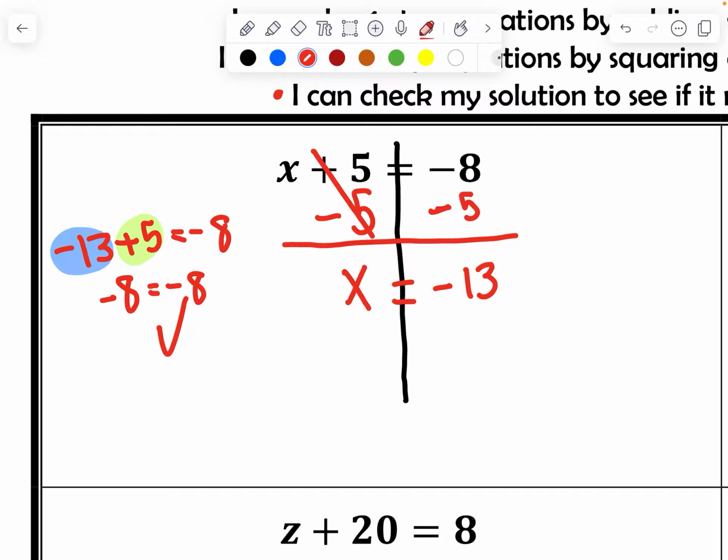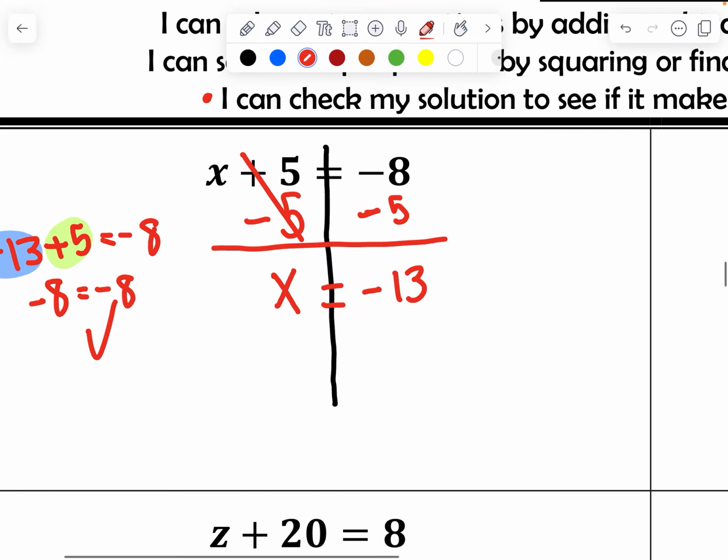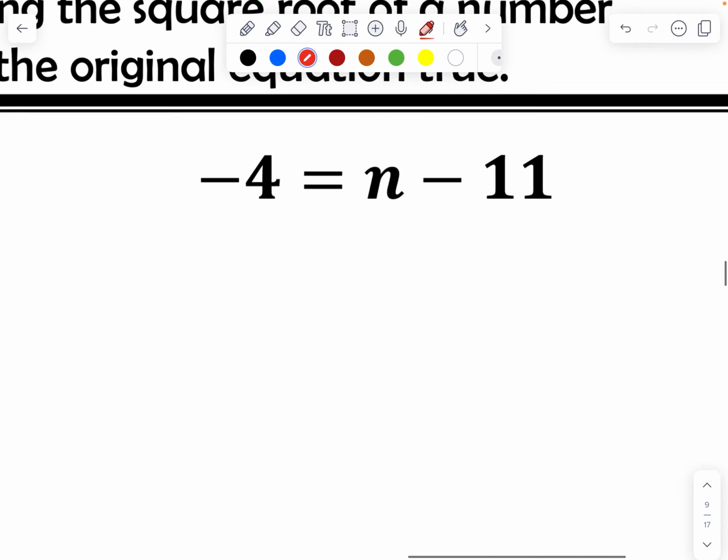So on today's notes, this is what we're going to be doing. We're going to be doing the inverse operations. We are going to do the opposite of whatever is happening to isolate the variable and figure out what the variable is going to equal. So let's look at it again over here.